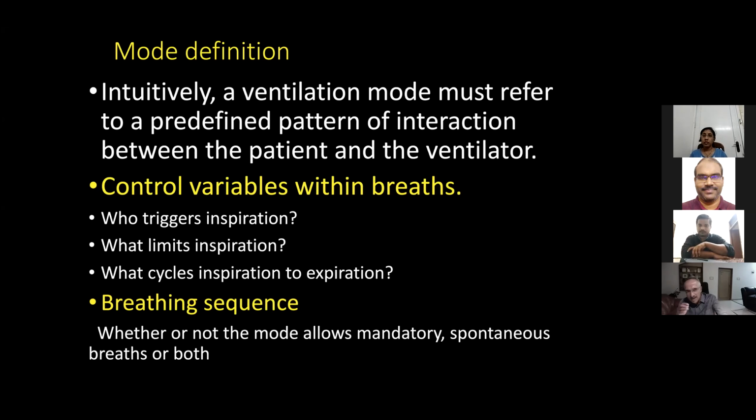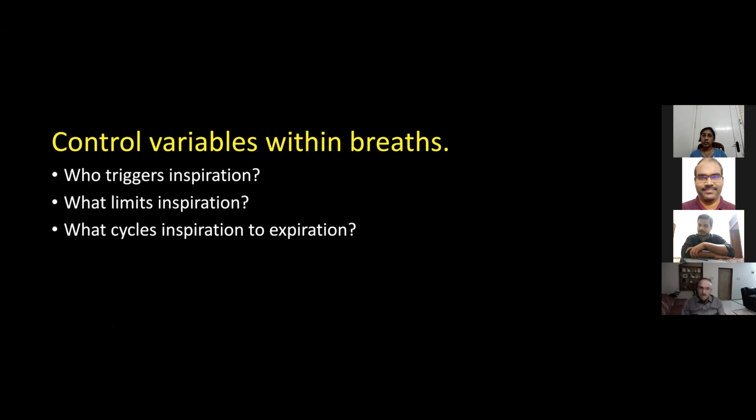So we will try to understand this now. Okay. Control variables are three questions, always three questions. What are the three questions you should ask yourself? What starts the ventilation, what limits it, and what cycles it? So who limits? What are the limits placed for the inspiration? We have already finished that part, isn't it? What are the two limits?